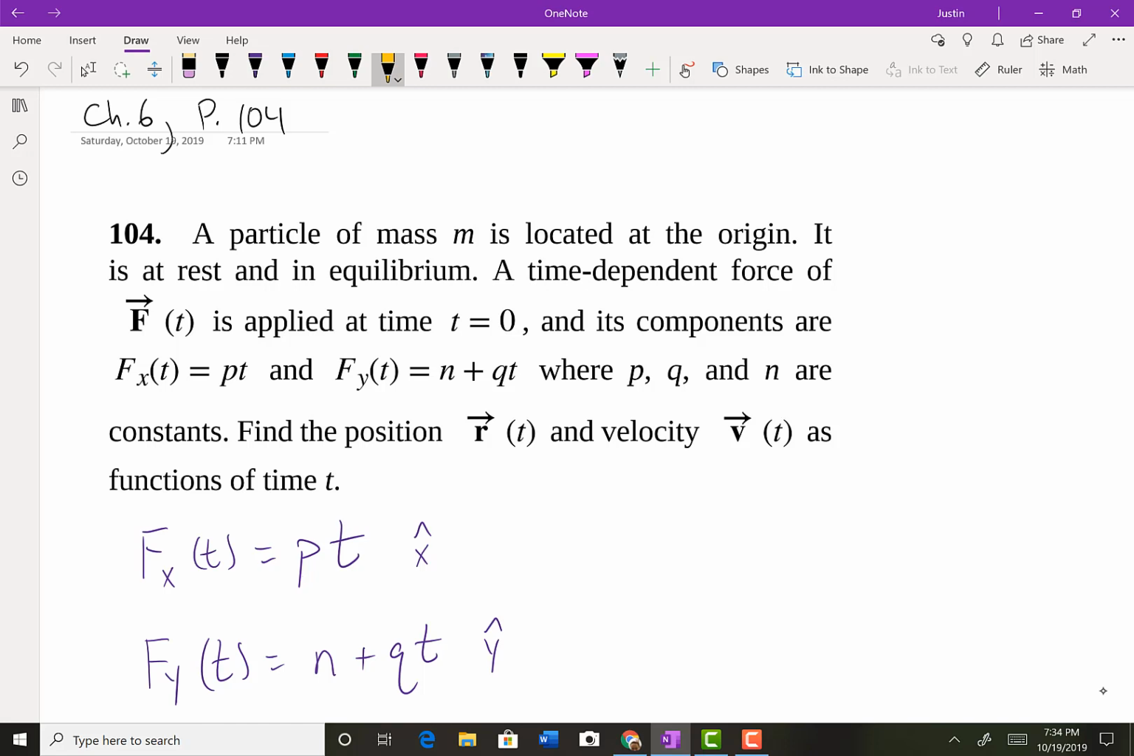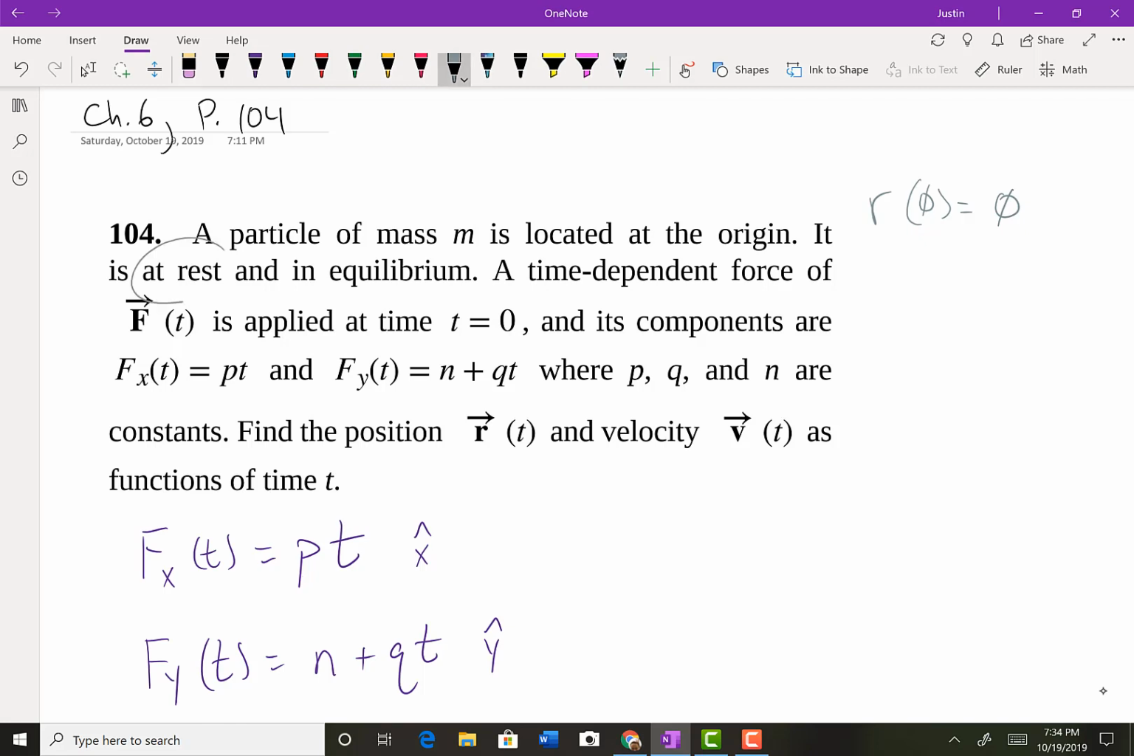All right, so it basically says a particle of mass m is located at the origin. So, okay, if it's located at the origin, it is at rest and in equilibrium. So that basically tells me my initial position, or I could say r, because they're using r for position here, because it's a general notation for position. So the initial position when time equals 0 is going to be 0.